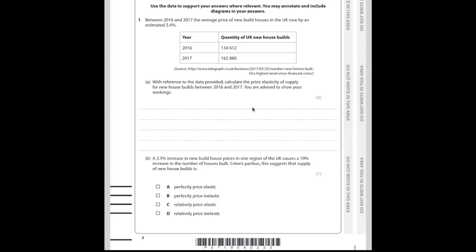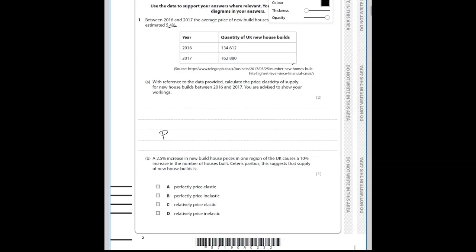Question 1 reads, between 2016 and 2017, the average price of new build homes in the UK rose by an estimated 5.4%. With reference to the data provided, calculate the price elasticity of supply for new house builds between 2016 and 2017. You were advised to show your working. So price elasticity of supply is going to be the percent change in supply over the percent change in price. We already have our percent change in price, right? That's up here, 5.4%.